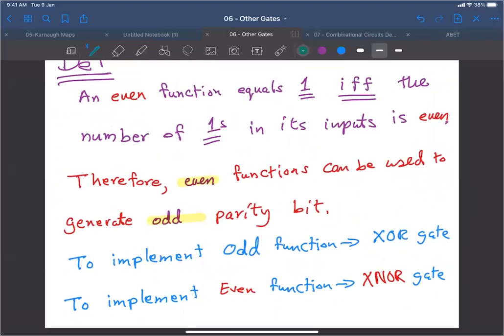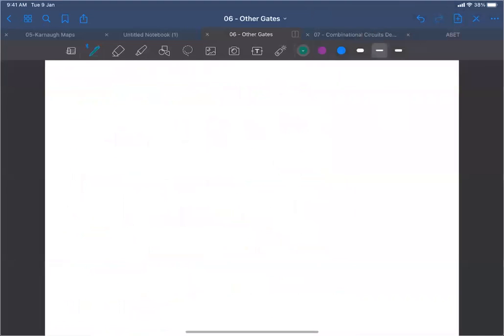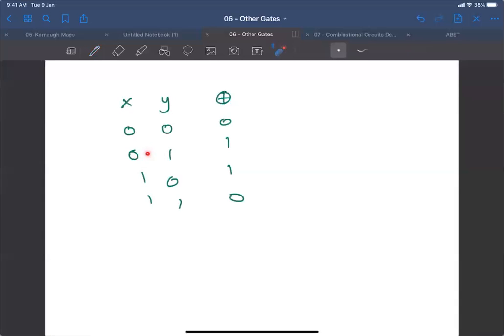And also, to implement odd functions, we use the XOR gate. Odd functions, just relate them with the XOR gate. Why? Because if you look at the truth table of the XOR gate, if you have X and Y: 0,0, 0,1, 1,0, 1,1, the XOR of them will be 0, 1, 1, 0. Now, it is not very clear from two variables that whenever the number of ones in the input is odd, we have a 1.